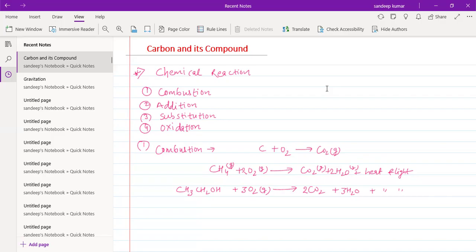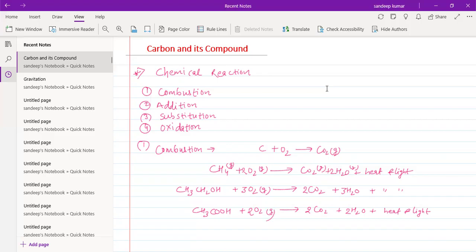This is balanced. Now similarly we take another equation, ethanoic acid, CH3COOH. When it burns with oxygen, it will give you the same product, CO2 plus H2O plus heat and light. Now see how many carbons are there? There are 2 carbons, so multiply by 2. Hydrogen 3 plus 1 is 4, multiply by 2. Oxygen: 2 into 2 is 4 and 2 makes 6. This 2 is already there, so multiply by 2. Get clear? This is the example of combustion reaction.